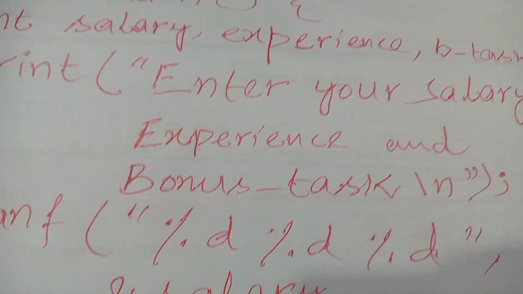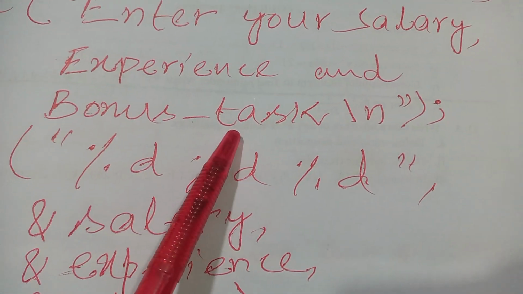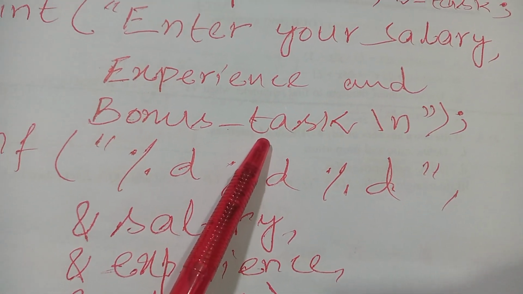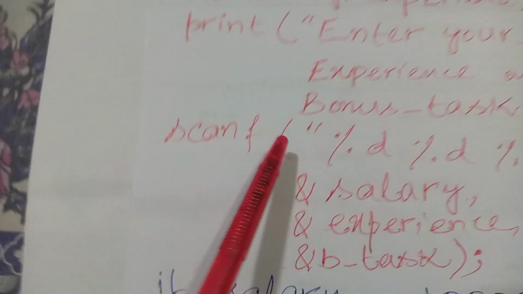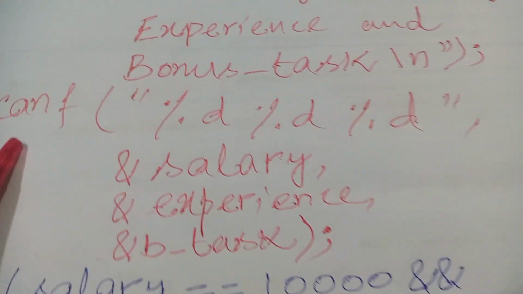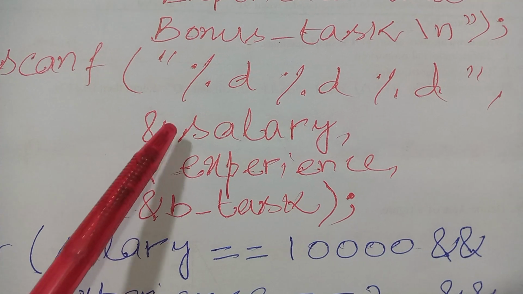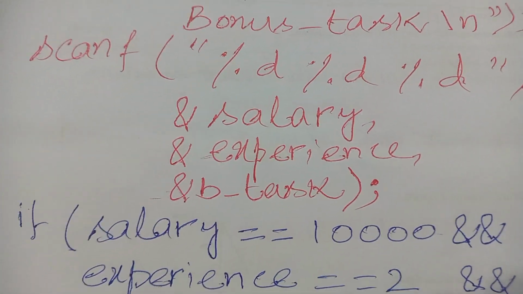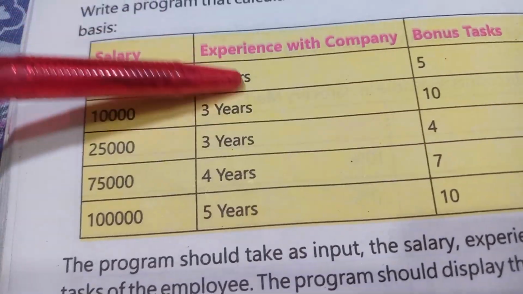Printf, you have printed a message: enter your salary, experience, and bonus task. The same message will be displayed on the screen when this program is executed. After this, the scanf function is used where the user will enter values in these three variables. He will enter salary, experience, and bonus task. So first he will enter the salary 10,000, experience 2 years, and bonus 5.